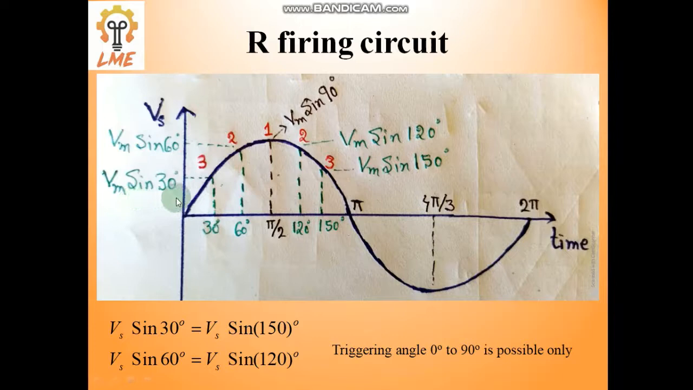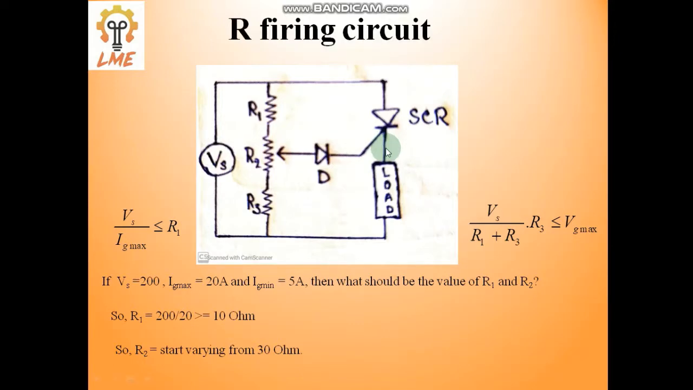But why and how? Let us assume the peak value is Vm. At 30 degree, the voltage is Vm sin 30 degree. At 60 degree, what is the voltage value? Vm sin 60. At this particular point, Vm sin 90, which is the supply voltage. At 30 degree, how much voltage is applied between anode and cathode? Vm sin 30 degree. At 60 degree, how much voltage is applied between anode and cathode? Vm sin 60 degree. What does it mean?